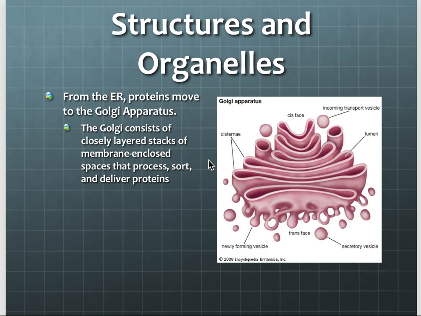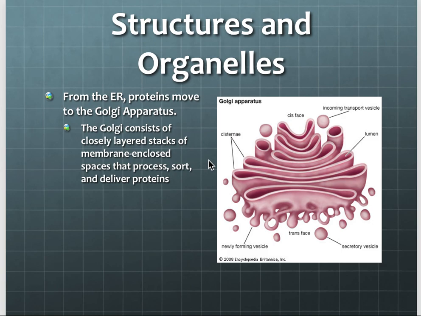A vesicle is a pouch, and it's going to disconnect from the endoplasmic reticulum with that protein inside, just like a little blister, and it's going to move from the ER to the Golgi. Now, the Golgi has been referred to as the post office of the cell because it's going to get all of these vesicles from every ribosome on the rough ER.